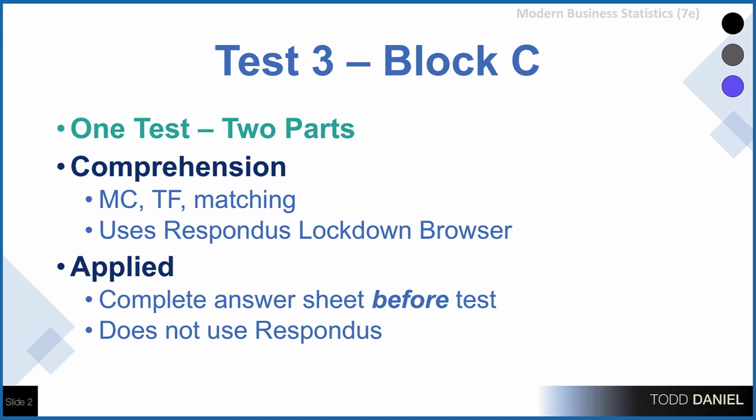As with other tests that we have done, this will be one test in two parts. The first part is comprehension. It is the traditional multiple choice, true-false, and matching test. This portion of the test uses the Respondus Lockdown browser, which means you should not have any notes, calculators, or any other material with you when you complete this portion of the test. All of the calculations will be on the applied portion of the test.